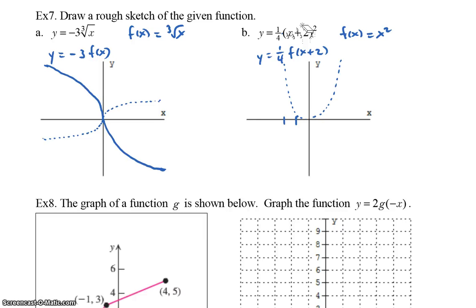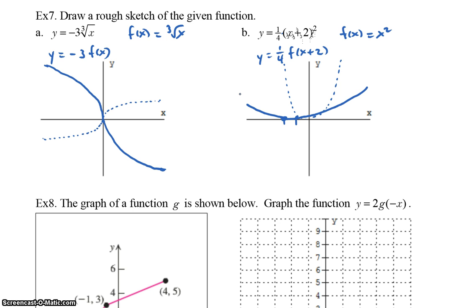The 1/4 is a vertical shrink, so that's going to pull the points towards the x-axis. So the net result of these two transformations is a parabola shifted 2 units to the left from where it was originally, but also it's going to open wider. More like that. And then the same too as it goes to the left.